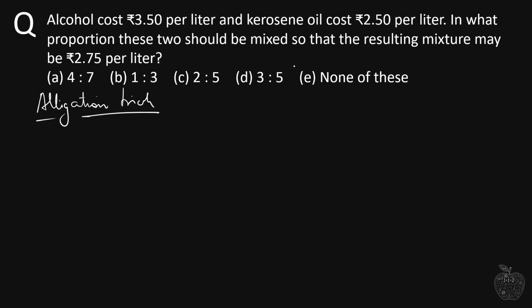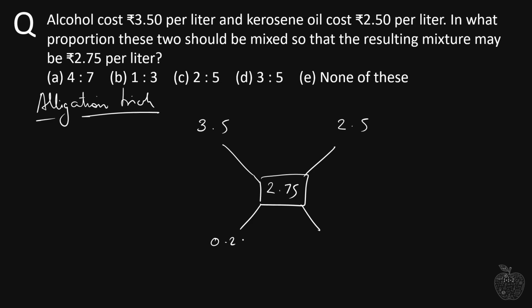So the alligation trick is something like this. We have alcohol which costs 3.5 per liter. We have kerosene which costs 2.5 per liter. Now both are mixed and the resultant mixture costs 2.75 per liter. Now what we do is get the difference of 2.75 and 2.5 here. So the difference here is 0.25, and now get the difference of 2.75 and 3.5, which is 0.75, and write it here. So the ratio that we get here is 25:75, or I can say that this is 1:3.